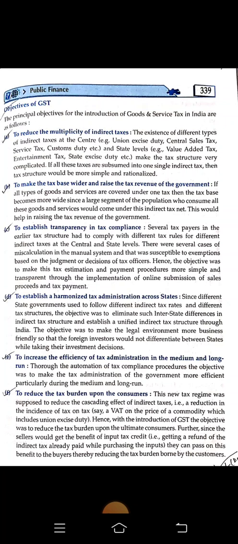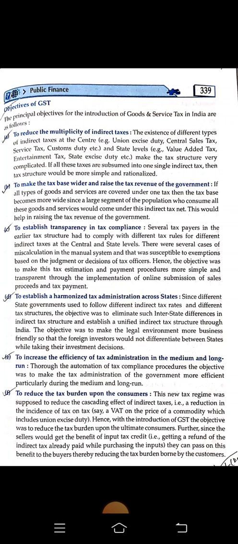Right, number E. To increase the efficiency of tax administration in the medium and long run through the automation of tax compliance procedures. The objective was to make the tax administration of the government more efficient, particularly during the medium and long run, and to reduce the tax burden upon the consumers.